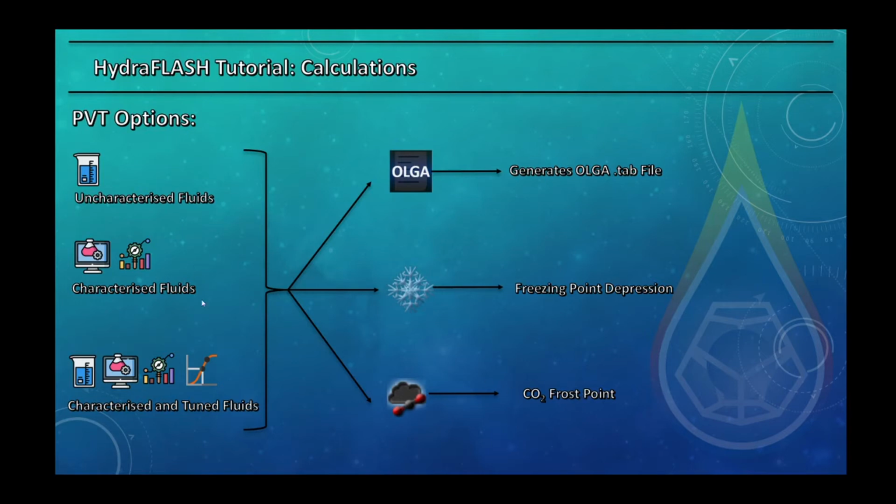So again, in the miscellaneous PVT options, you have the Olga calculation module, which generates a tab file used for compositional Olga simulations. The freezing point depression of water, please remember, is due to the presence of salt and or inhibitors. And the SLE, solid liquid equilibrium of CO2. When you want to know at which conditions solid CO2 forms in the system, you can use this calculation module.